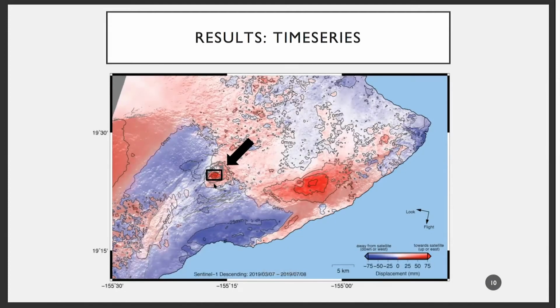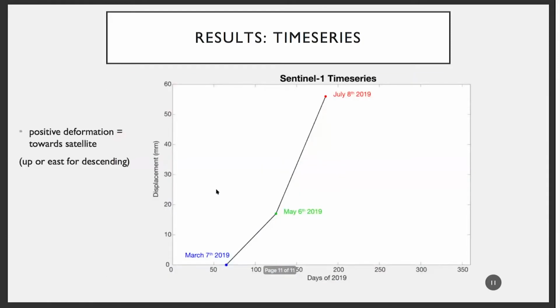Okay, so now to make an actual time series, I cut the grid to just this tiny area around Kilauea, and then I found the average of the grid, and I plotted it as displacement versus time. And again, positive displacement is upward towards the satellite. So this is a potential inflation event that's been occurring from March till earlier this month.